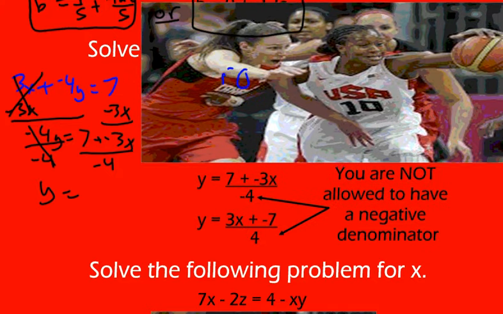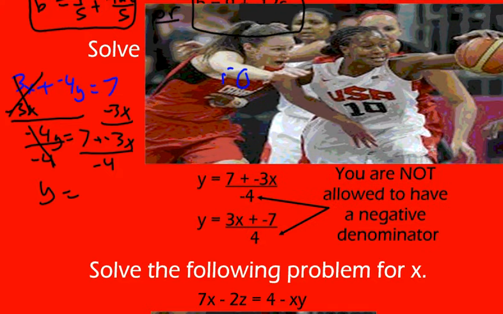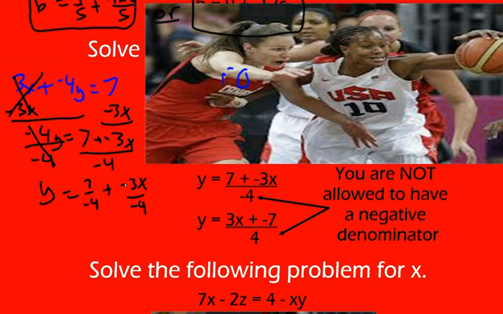Alright, here are 3 different ways to leave it. One, you can go 7 over negative 4, plus then the negative 3x over negative 4. And those negatives cancel each other out, so they're both positives. You can write it like that. That is a 4. Or you could leave it like this: 7 plus negative 3x over negative 4.